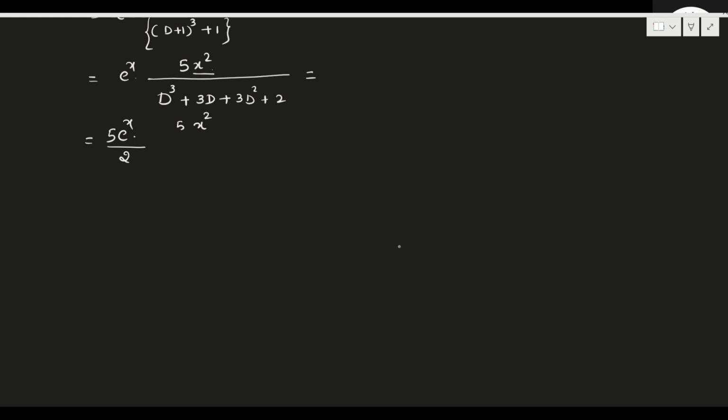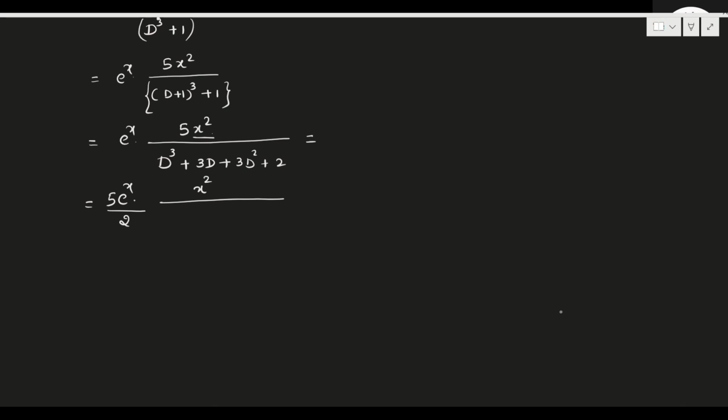We'll take 5 here only. We have to write f of x in descending powers of x and the denominator in ascending powers of D. So it is 2 plus 3D plus 3D square plus D cube. Since we have 2 here, that's why I am going to multiply and divide it by 2 for further simplification. This is in the form of phi of x divided by f of D.